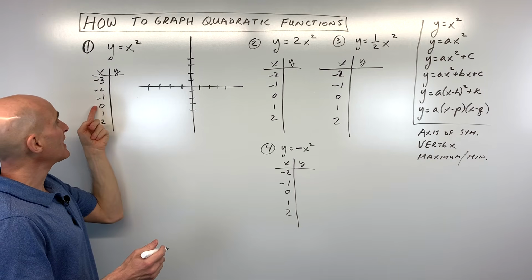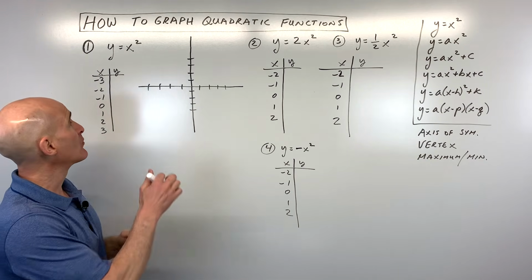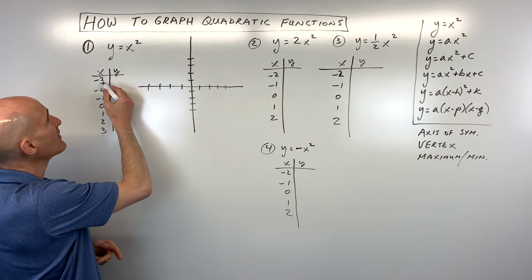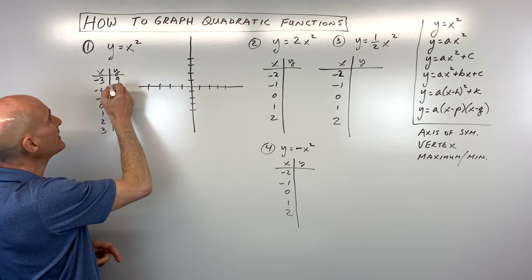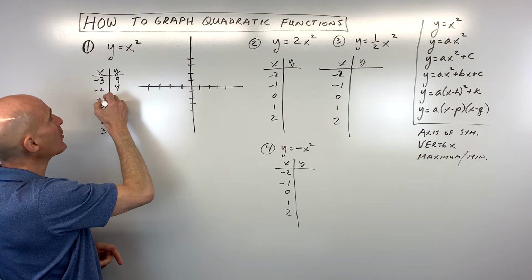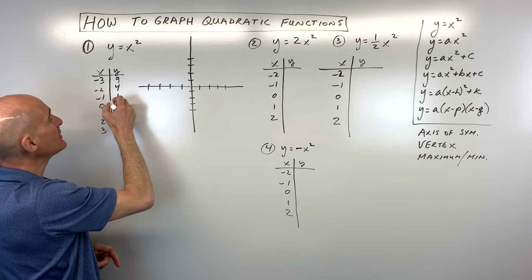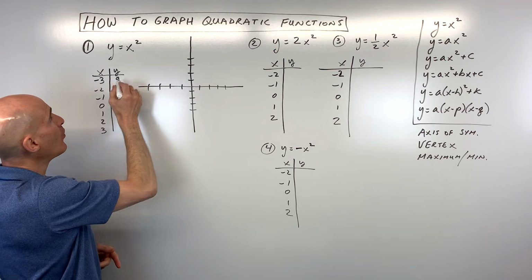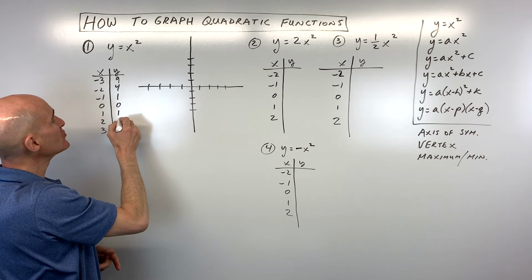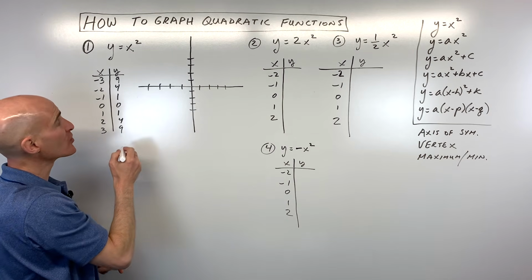I usually pick a couple negative, 0, and a couple positive, and we're just going to put those in for x. So we've got negative 3 squared, which is 9, negative 2 squared, which is 4, negative 1 squared, which is 1, 0 squared is 0, 1 squared is 1 times 1, which is 1, 2 squared is 2 times 2, which is 4, and 3 squared is 9.